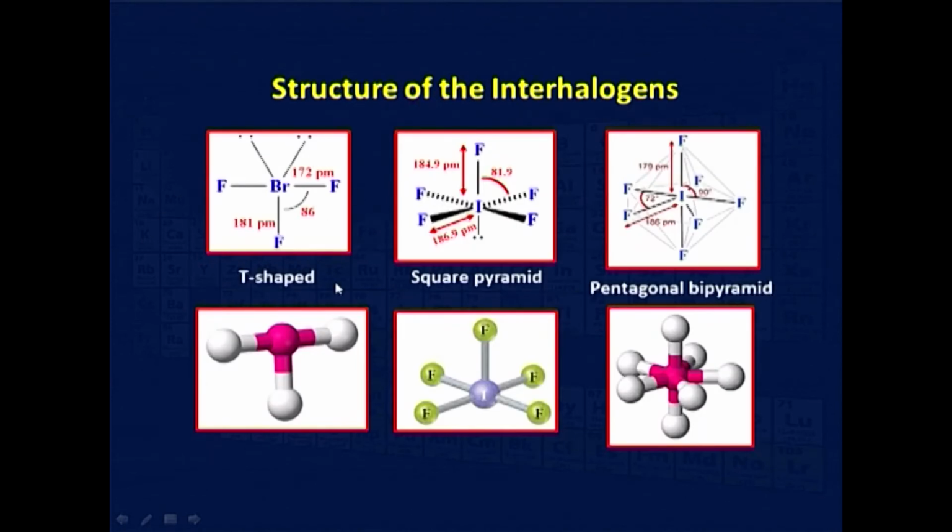This is the geometrical presentation of bromine trifluoride having the T-shaped structure. This is the bromine trifluoride structure. It is a square pyramid structure of IF5, AX5 type. This is iodine pentafluoride. It is the pentagonal bipyramid structure of iodine heptafluoride, IF7. It is pentagonal bipyramidal. These 5 fluorines are in one plane and these 2 fluorines are above and below the plane of this pentagon.